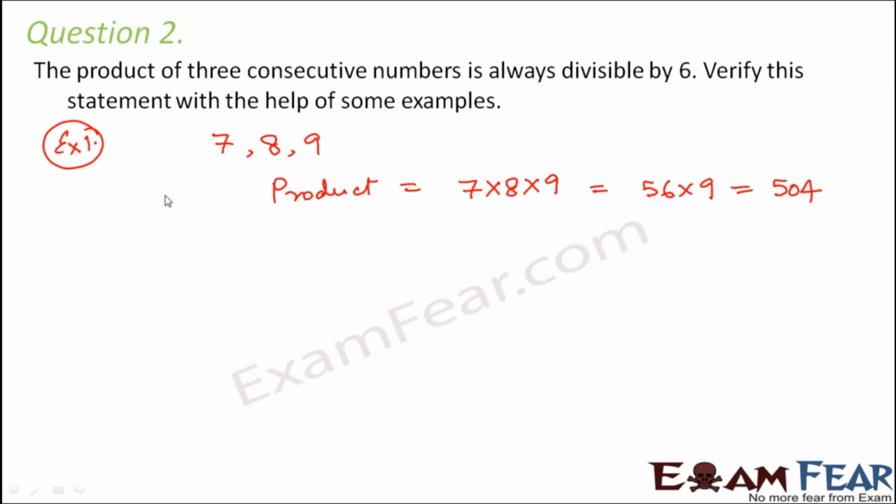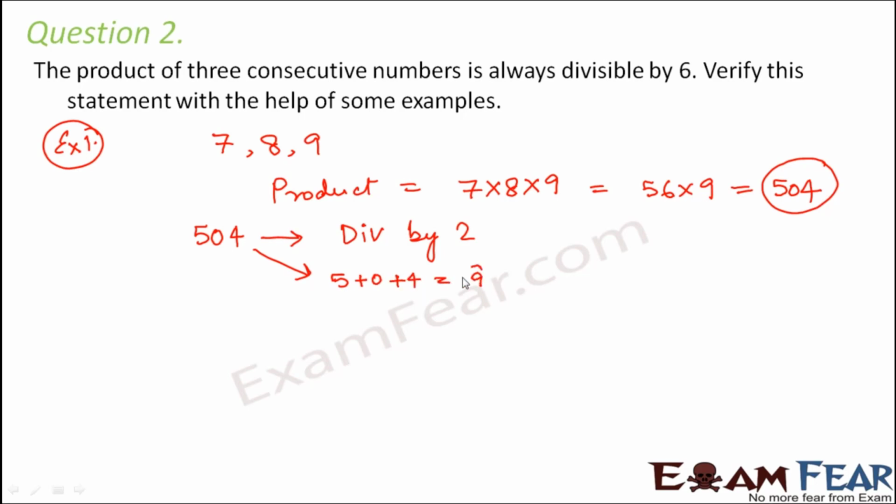Now is 504 divisible by 6? In order to determine that, we have to see if 504 is divisible by 2. Since it has 4 in its units place, it is divisible by 2. Is it divisible by 3? We will have to sum the digits, that is 5 plus 0 plus 4, which is equal to 9, which is divisible by 3. Therefore the number is divisible by 3. So we see that 504 is divisible by 2 as well as 3. Therefore we can say that 504 is divisible by 6.